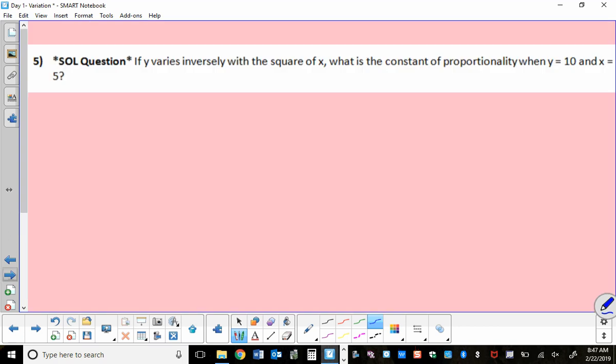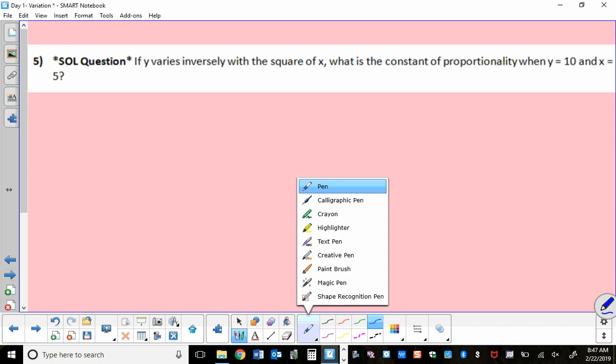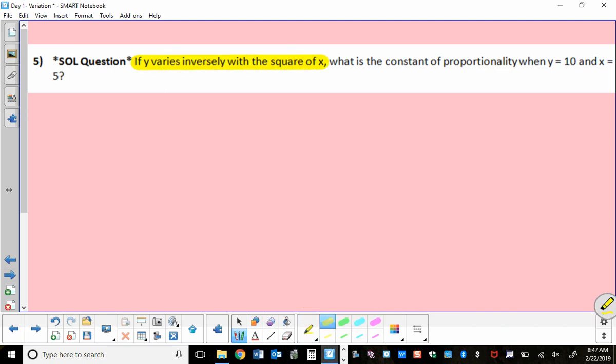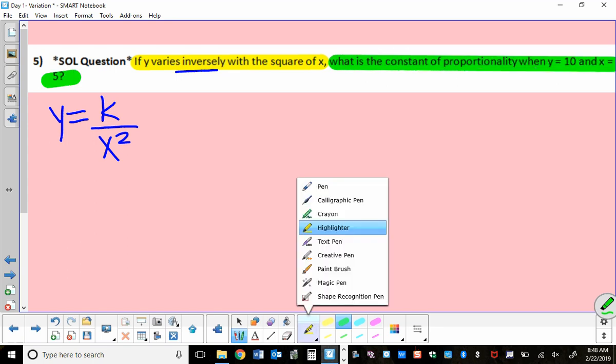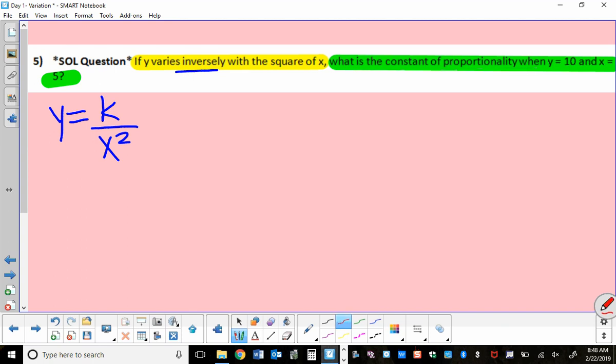Alright, SOL question. If y varies inversely with the square of x. So let's start there. So y varies. How do I show inversely? It's going to be k divided by the square of x. So that means I have x squared on the bottom. If y varies inversely with the square of x, then it asks you, what is the constant of proportionality when y is 10 and x is 5?